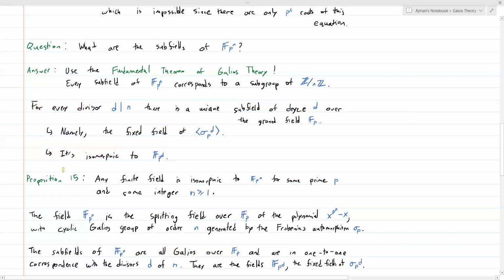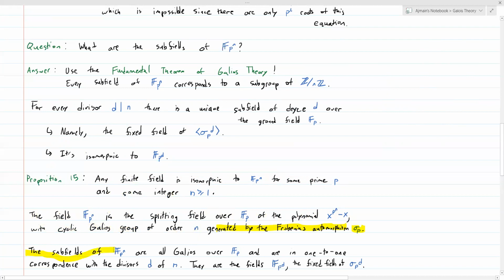And now, all of this together, everything that we talked about today so far, proves Proposition 15, which is the following three statements. First, any finite field is isomorphic to F p to the n for some prime p and some integer n greater than or equal to 1. The field F p to the n is the splitting field over Fp of the polynomial x to the p to the n minus x, with cyclic Galois group of order n generated by the Frobenius automorphism sigma p.